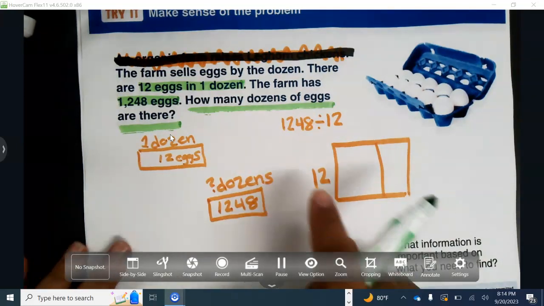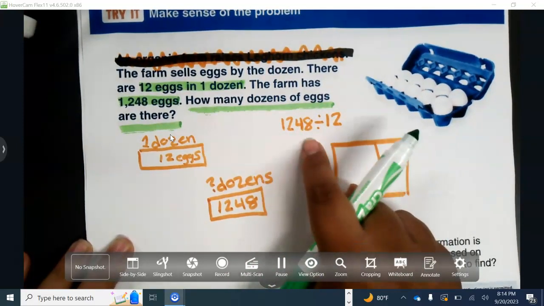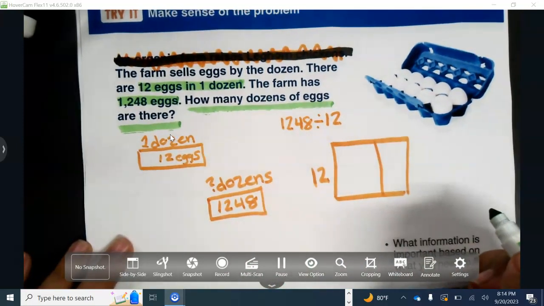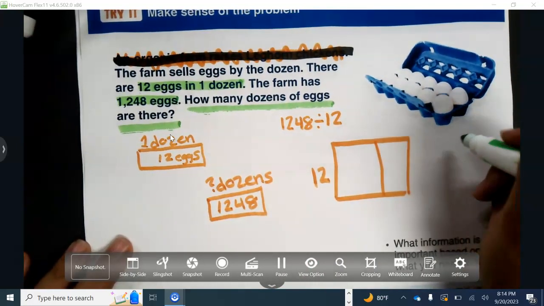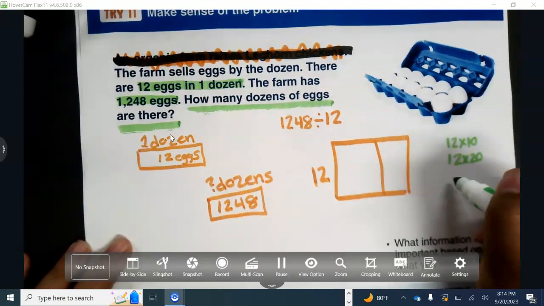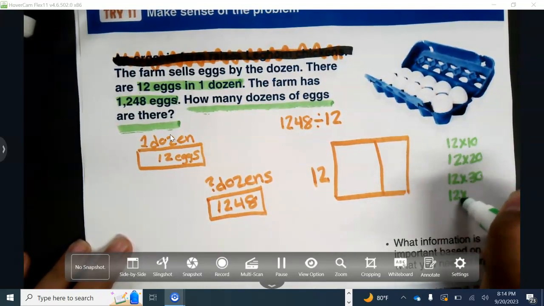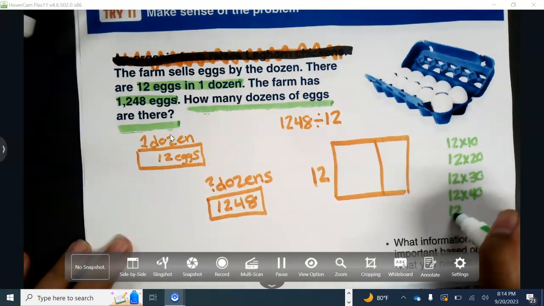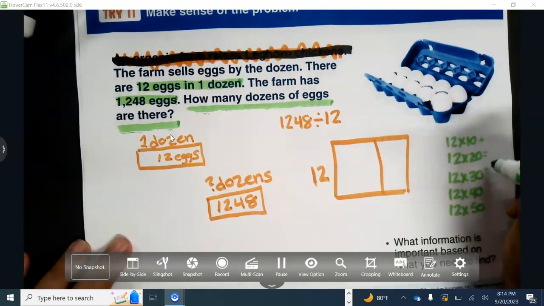All right. So our number is 1,248, and I need to figure out how many 12s can divide in there. But it's kind of hard because I don't really know my 12s too well. I'm going to write out my multiples. So I'm going to write 12 times 10, 12 times 20, 12 times 30, 12 times 40, and 12 times 50. Okay? And let's see what each one equals.